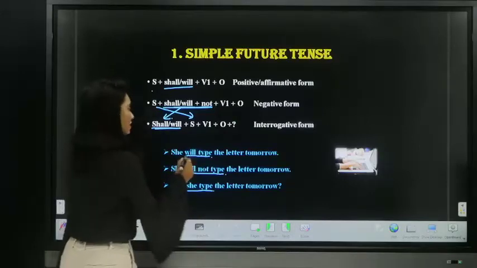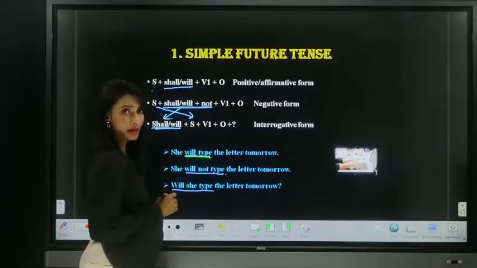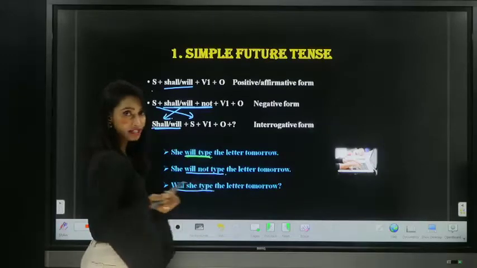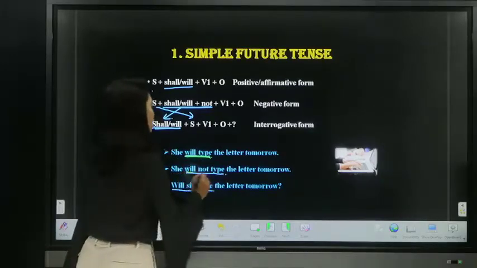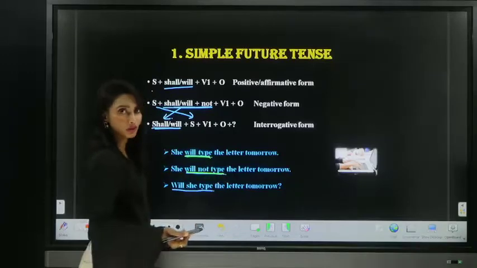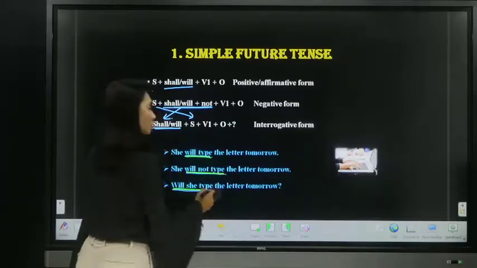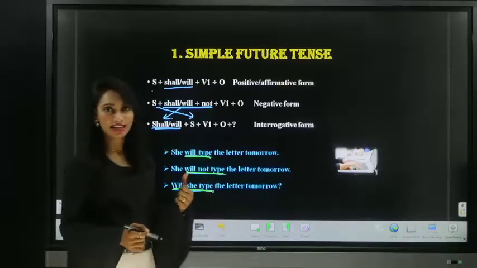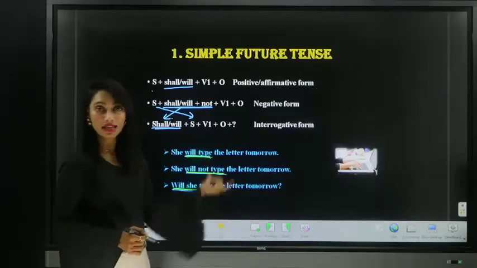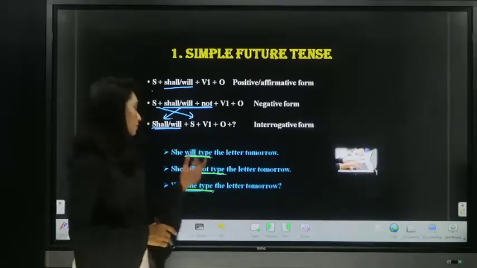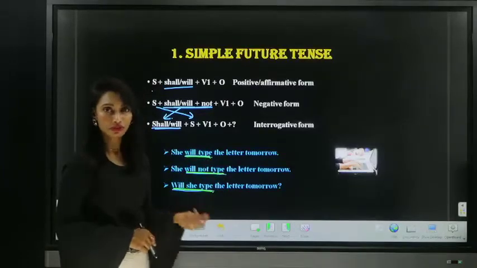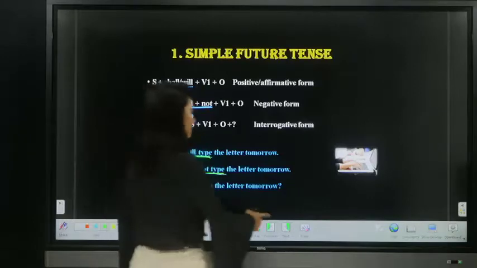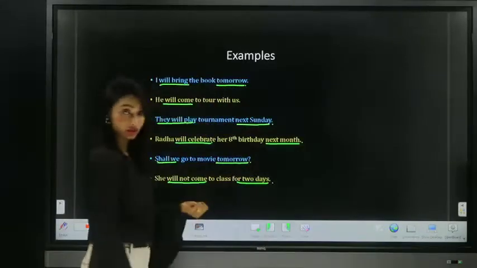Look at this. She will type the letter tomorrow is the future action represented in simple future. She will not type the letter tomorrow. Will she type the letter tomorrow? Again, they indicate the action in negative and a question, the same action for tomorrow. So that's about the simple future formulae. Now let us see some more examples before actually seeing the usage.